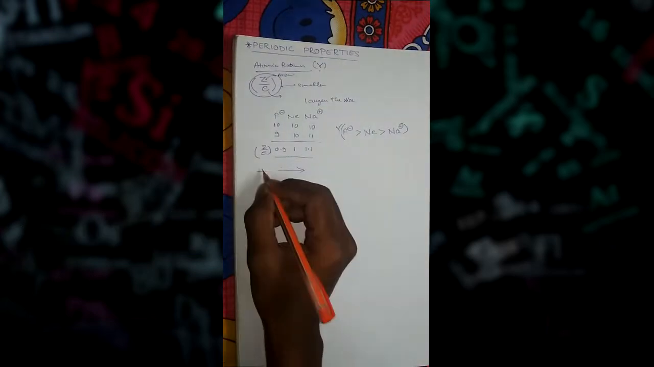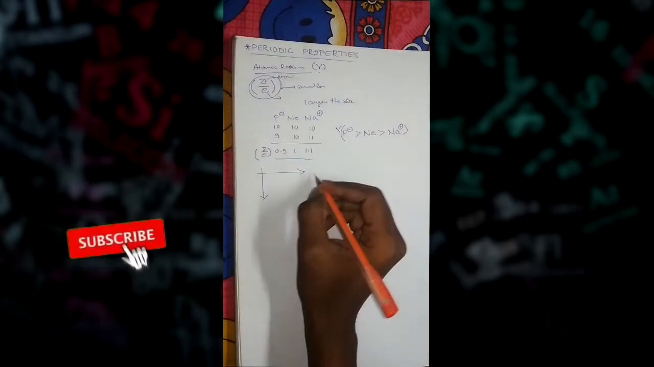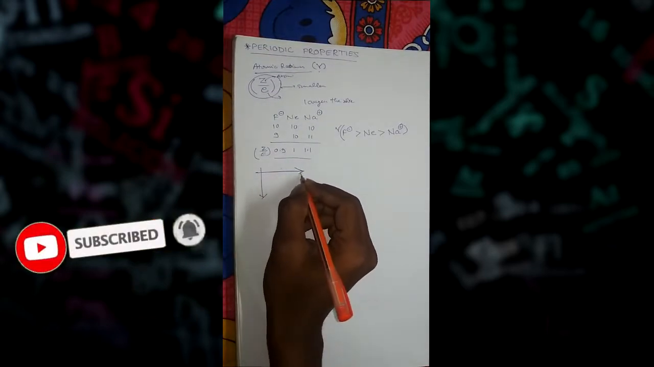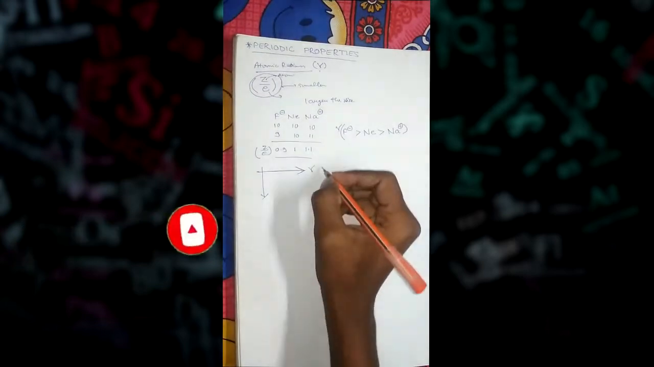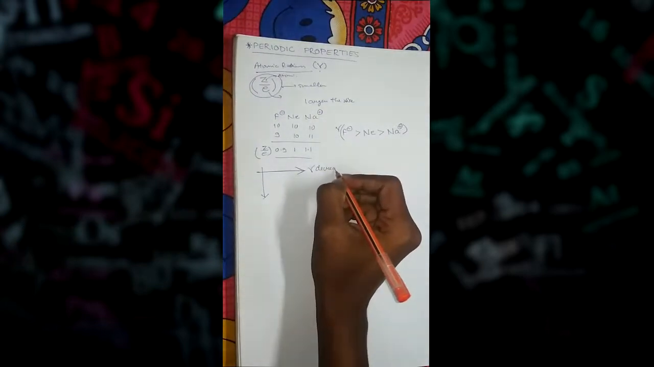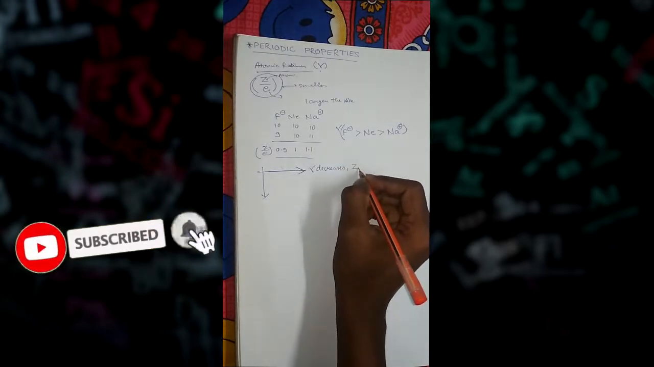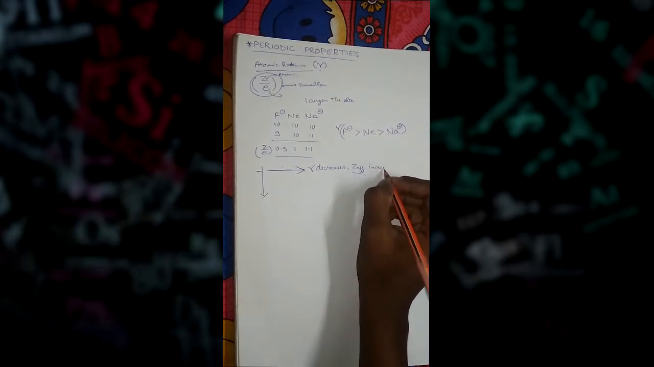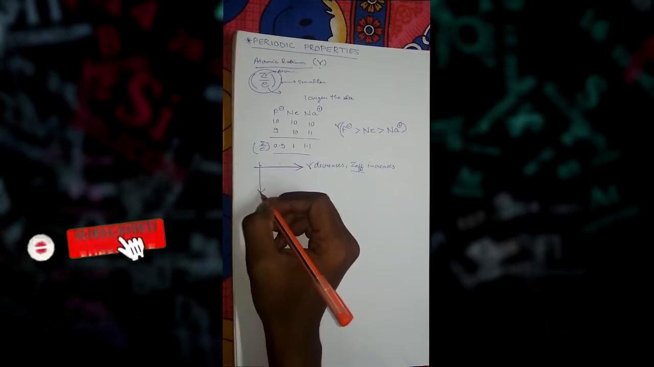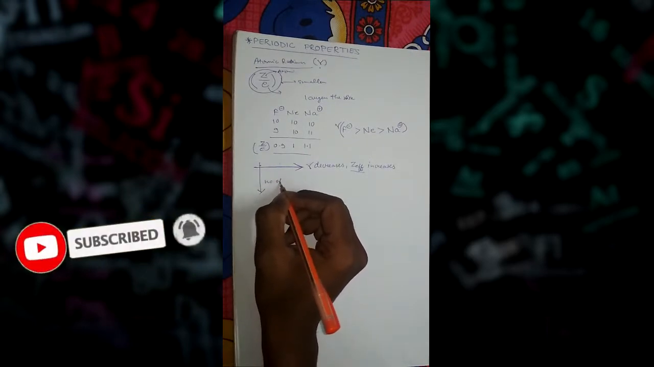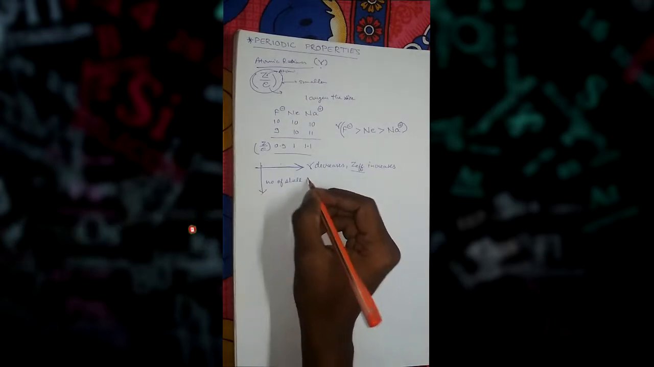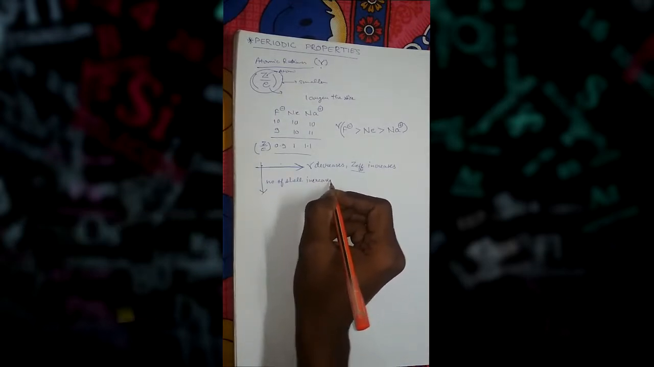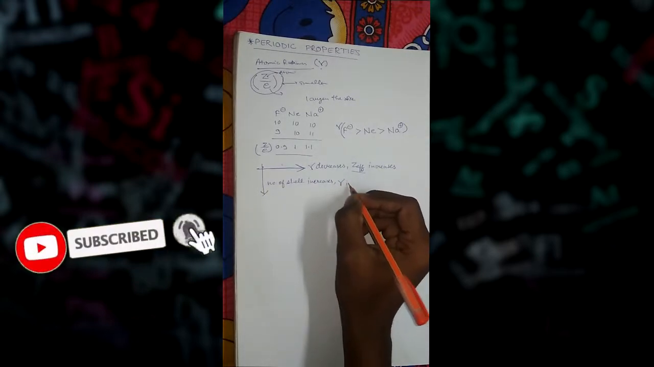Okay, now what's the trend in the periodic table of atomic radius? It's like this. Along the period, atomic radius decreases because effective nuclear charge, we will discuss about it later on, increases. And down the group, the number of shells, that is the principal quantum number, increases. So automatically radius will also increase.